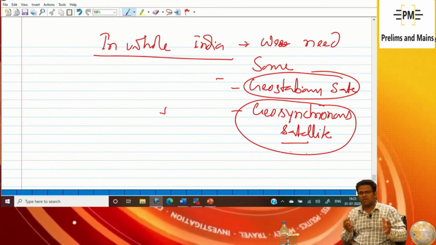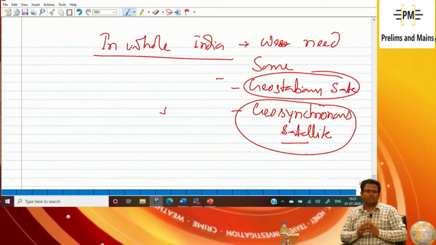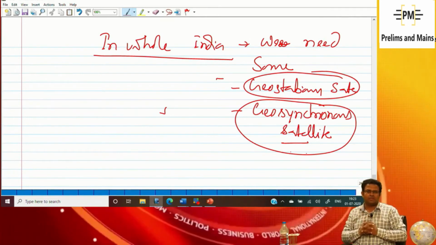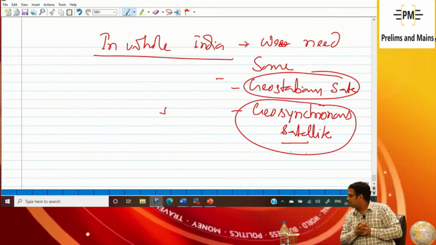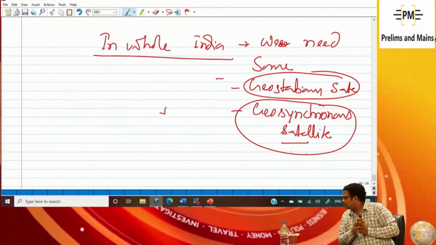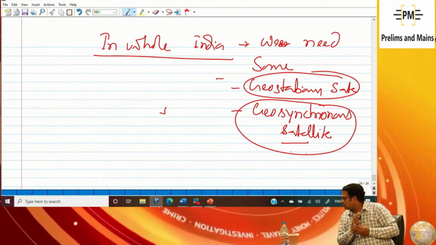And we have sent several such satellites into the geo orbit, that is 35,786 kilometers.